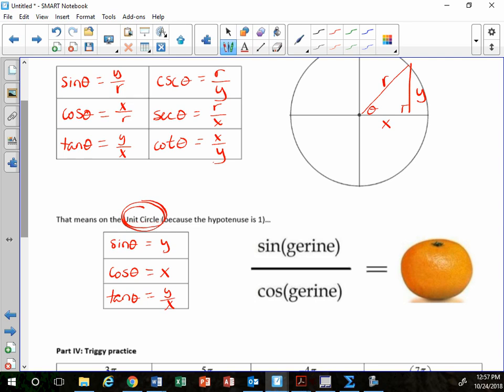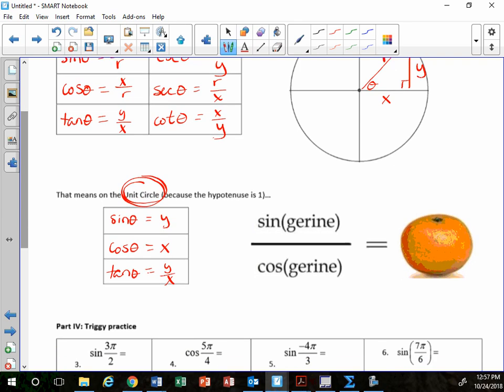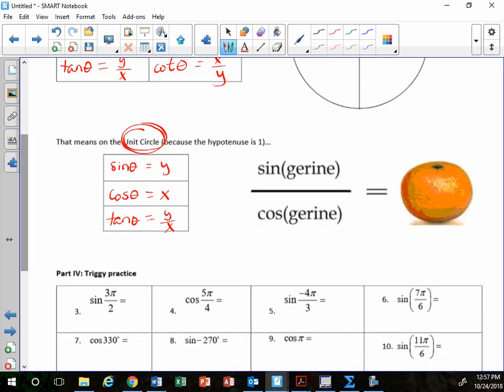And then that's just math humor for you there. Sine of gerene over cosine of gerene. What's that going to equal? Tangerine. You'll find that math jokes are always extra cheesy. Okay, it looks like an orange. It's tangerine.